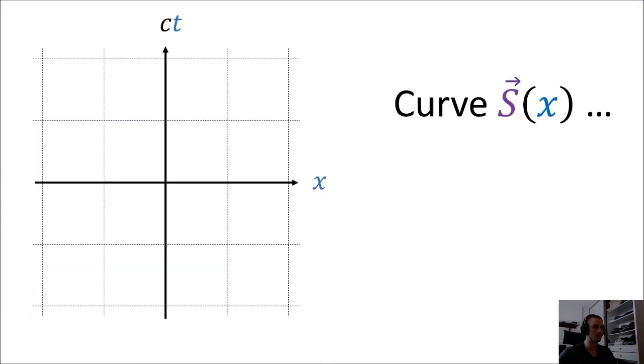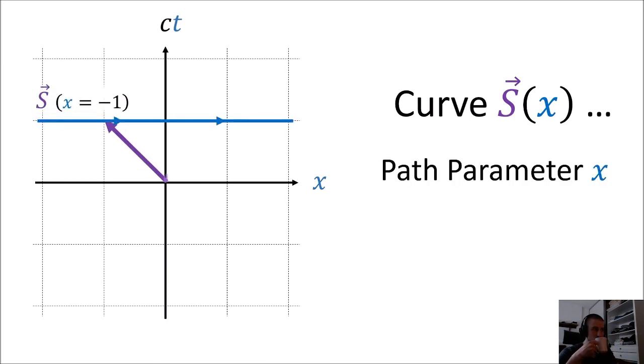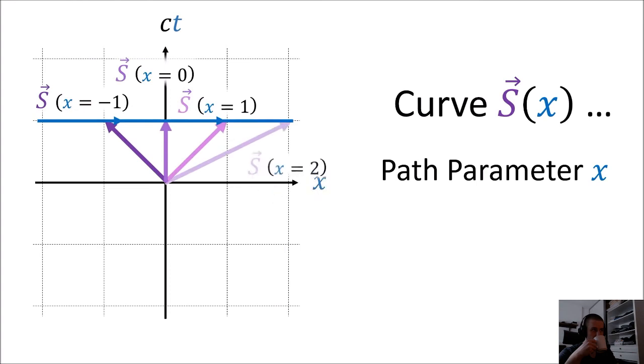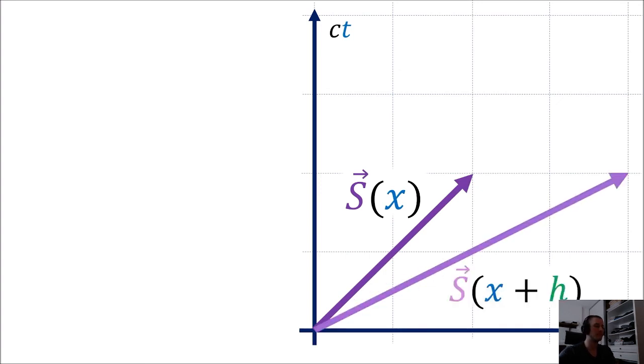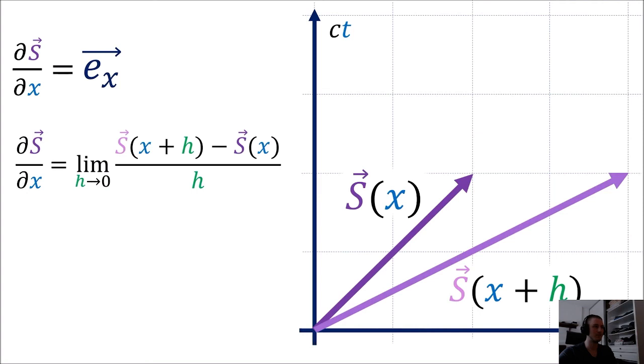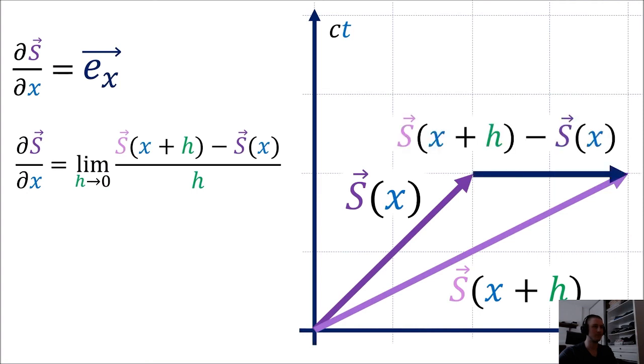Let's take a look at a curve where the path parameter variable is just x. The curve is just a straight line that moves in the positive x direction. Let's say that we have a position vector s of x whose tip moves along a horizontal line according to the x variable. We also have another position vector s of x plus h, which is a small step h in front of it. To get the tangent vector along this line, let's look at the difference vector s of x plus h minus s of x divided by h for different values of h.